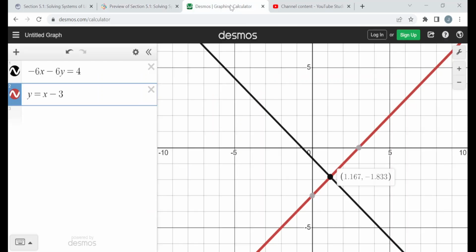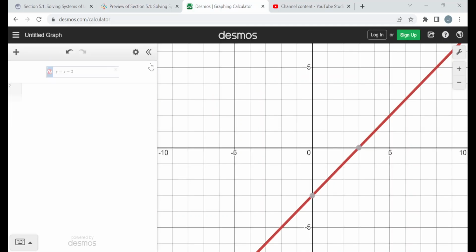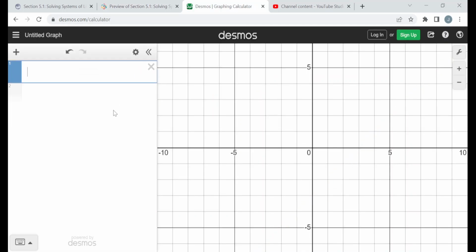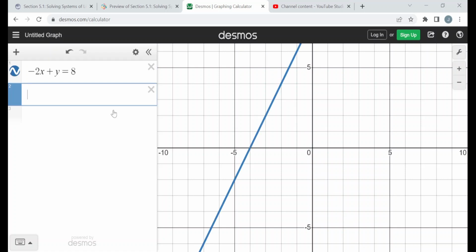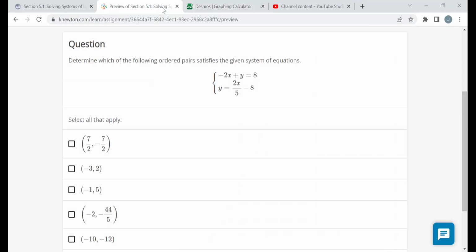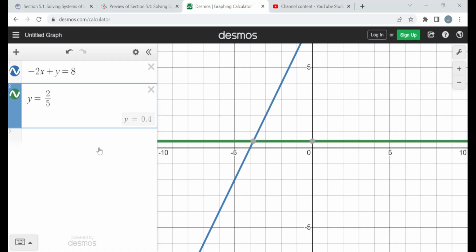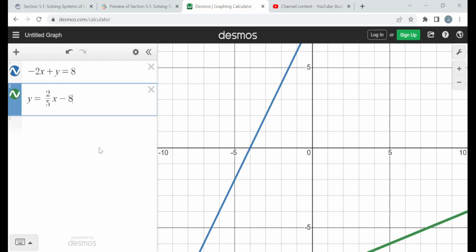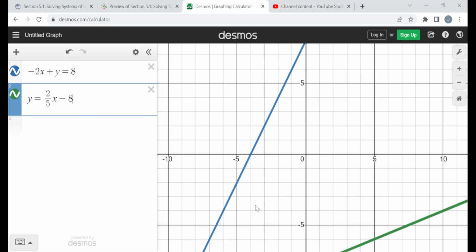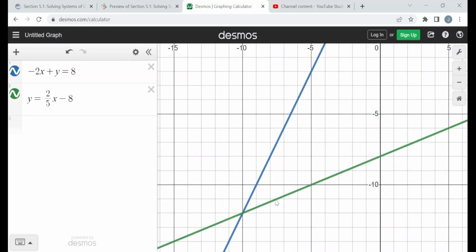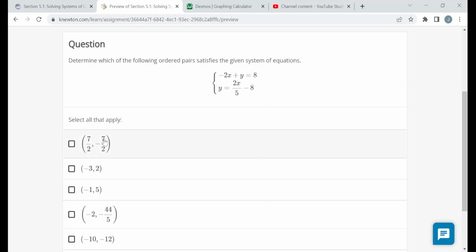Now let's go to the calculator. You can check all the points by hand if you want, but just for the purposes of this video and speed, I don't really feel like doing that. So negative 2x plus y equals 8, and y equals 2/5 x minus 8. They definitely cross, right? They have different slopes, and they cross over here. Looks like that's it. Negative 10 for x, negative 12 for y.